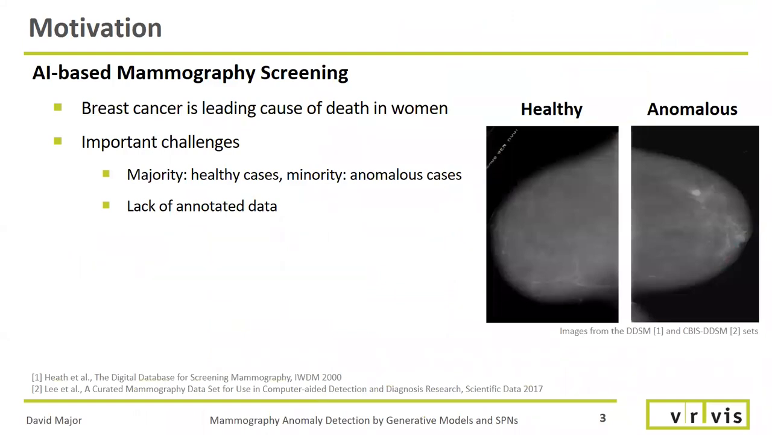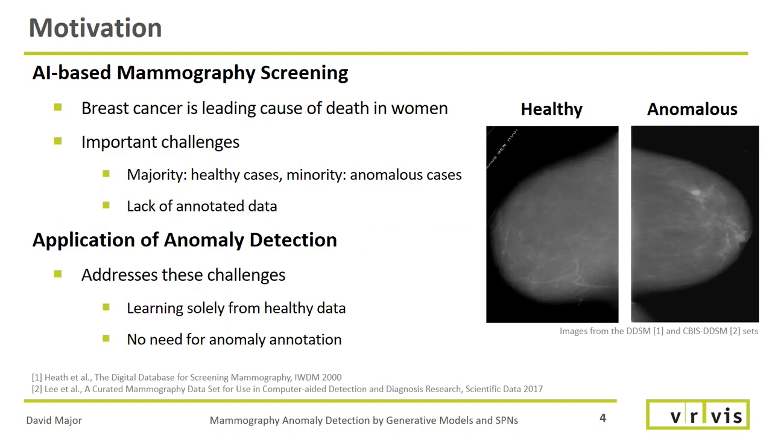Developing robust AI-based mammography screening methods to support physicians is an important goal, as breast cancer is the leading cause of death in women. When it comes to training of AI models for the detection of breast cancer in mammograms, the following challenges emerge. There are usually more images from healthy patients than images of cancer patients, and there is a lack of anomaly annotations.